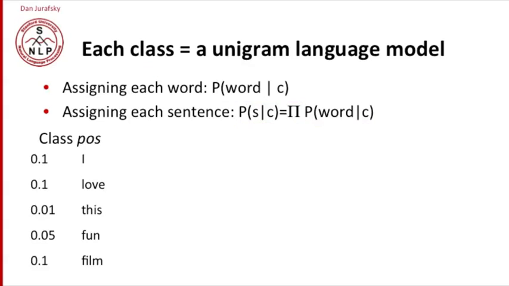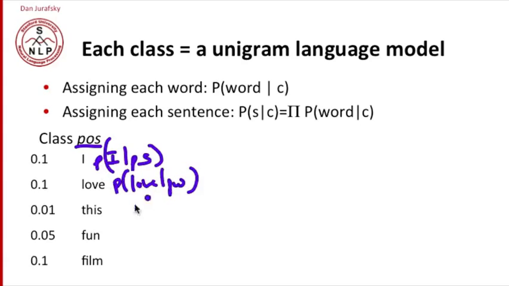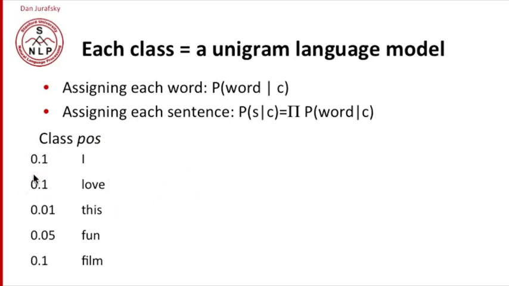Imagine that we have the class positive, and we have our likelihoods: the likelihood of I given positive, that's P of I given positive, and we have P of love given positive, and we have P of this given positive, and so on. And P of I given positive is 0.1, and P of love given positive is 0.1, and so on. Okay, so here's our naive Bayes classifier.